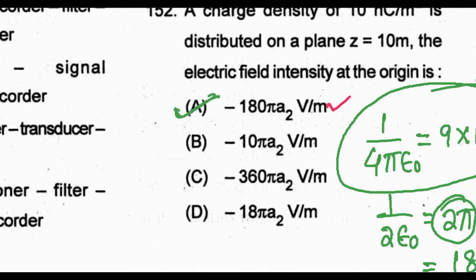In this question this is written wrong. This is not a2, this is az. Az is the unit vector.